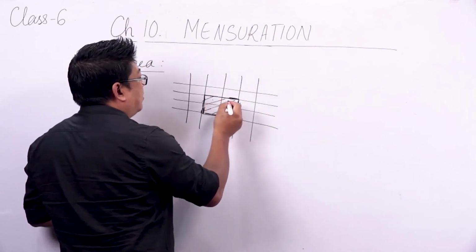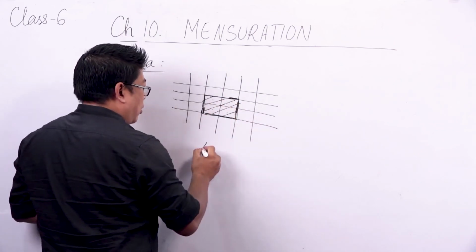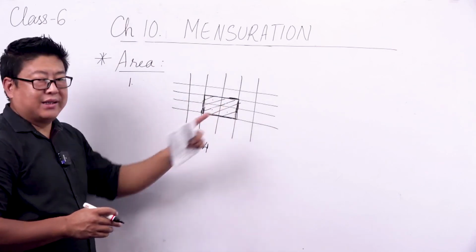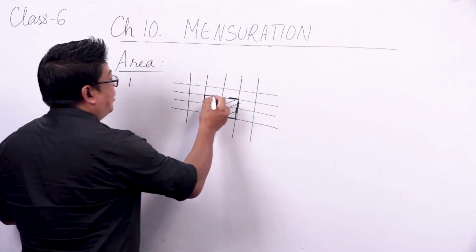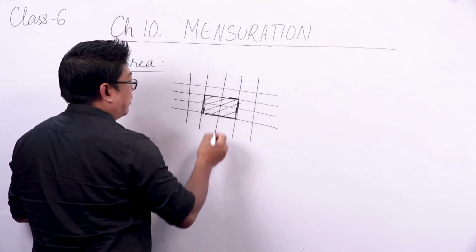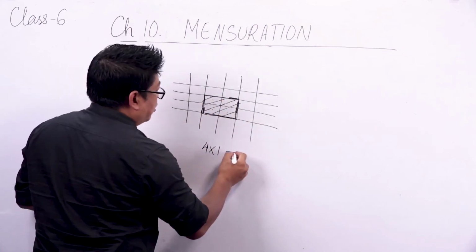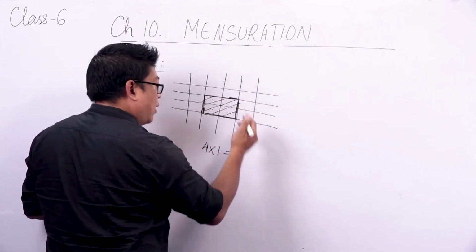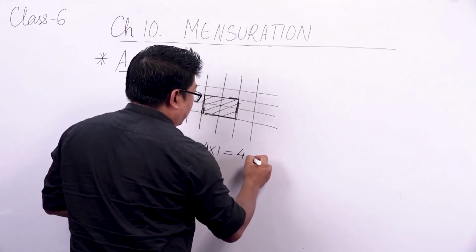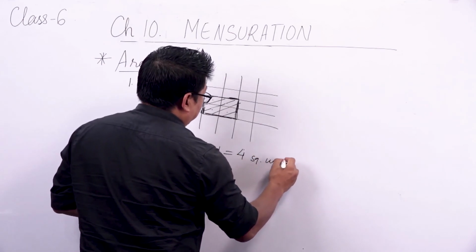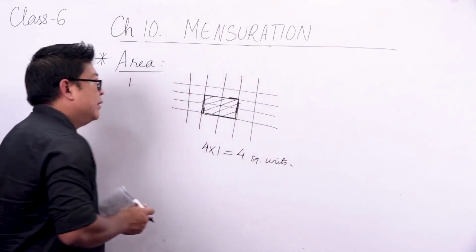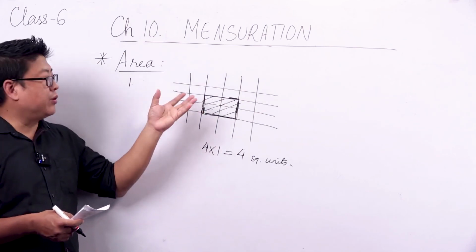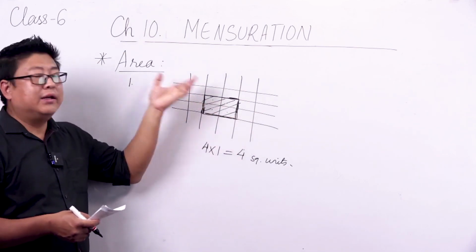If you're asked to find the area for this part, what you will do is simply count 1, 2, 3, 4. So I have 4 units, 4 parts, and each unit is equal to 1 centimeter. So when they ask you to find the area, you simply multiply 4 into 1, you will get 4 square units. All right. So this is about finding the area of different shapes on a square paper.